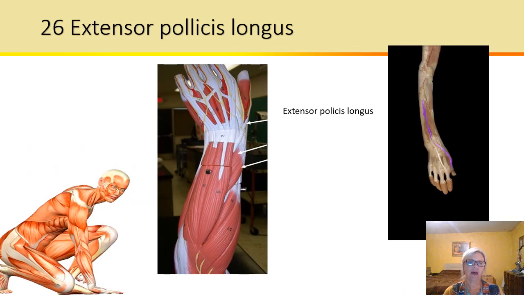All right, so we have the extensor pollicis longus. This is the long thumb extender or stretcher. It extends the thumb at the interphalangeal joint of the hand. This is a hinge joint between the phalanges of the fingers, and it provides flexion towards the palm of the hand.